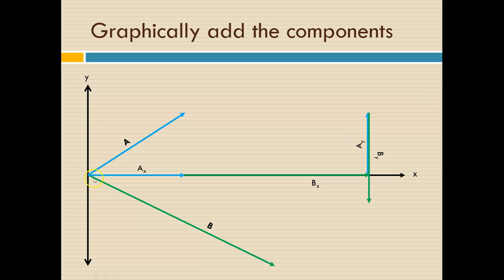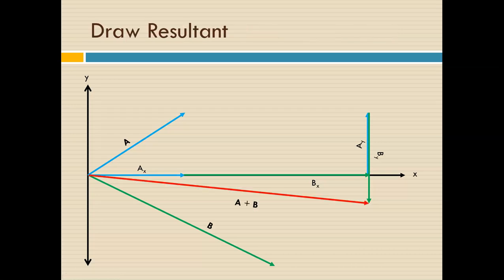We start off here. We go to AX at the end of AX. Then from there, we're going to add BX. Then we're going to add AY. Then we're going to add BY. That gives us to that point right there. Now all we have to do is draw the resultant of A plus B, and there's where we end up. Kind of cool, isn't it? Yes? Okay.